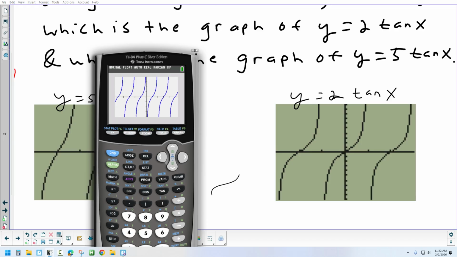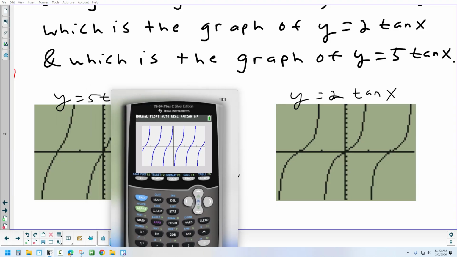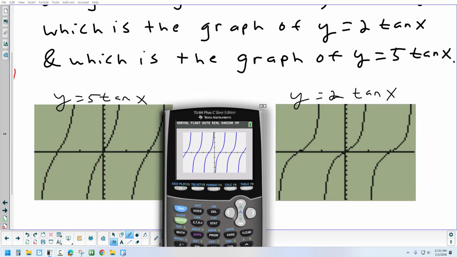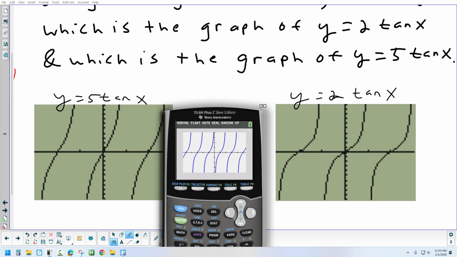So there's a reflection. But you can tell it looks a little different than tangent because look at the asymptotes. Tangent would always go through the origin. This graph is not going through the origin. So I know this is not a tangent, even though the curves look like it is. It's not going through the right spot to be a tangent, if all you did was do a reflection. Any question on that?